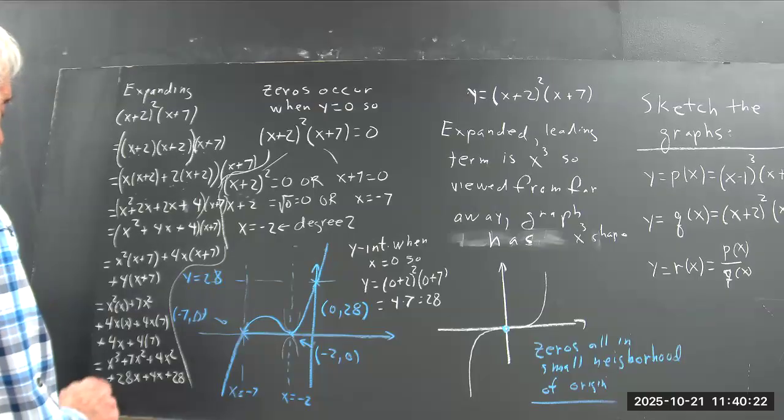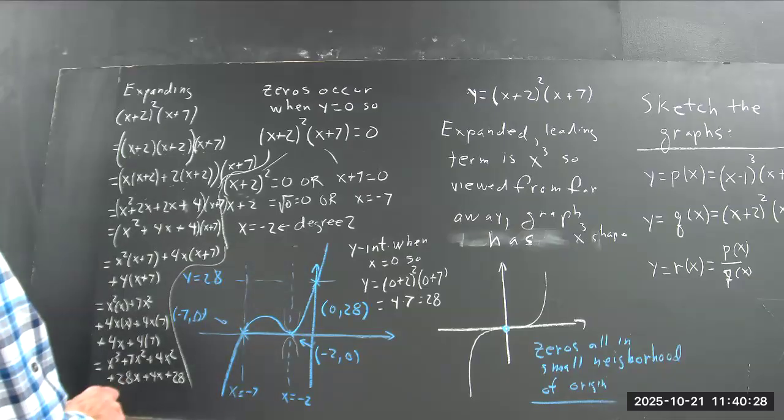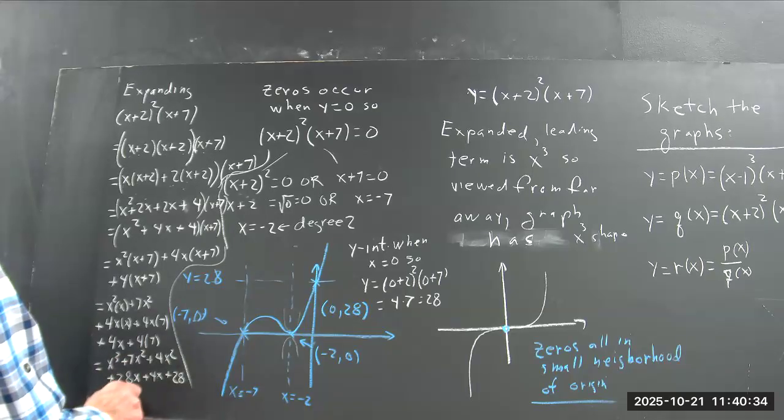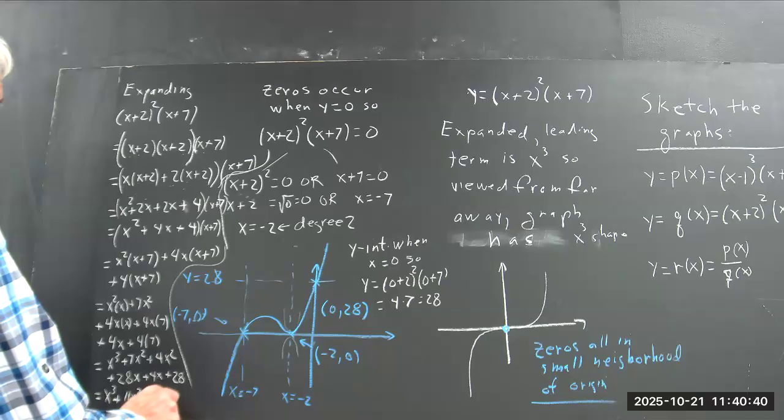Now you just keep your wits about you and just do everything one step at a time and use the distributive law appropriately. And you end up with x cubed. 7x squared and 4x squared is 11x squared. 28x plus 4x is 32x.